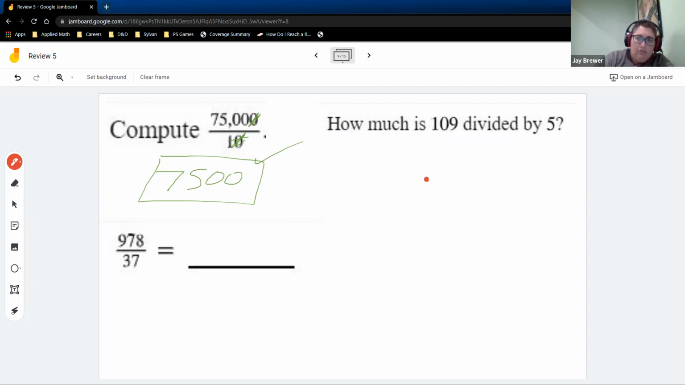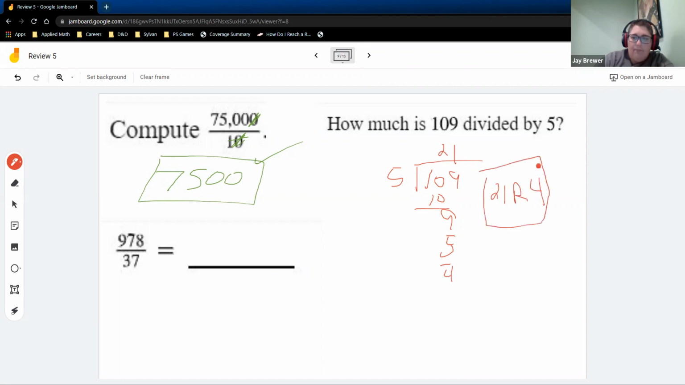Okay. So here you want to take your bigger number because it's how much is 109 divided by 5. So 109 divided by 5. Well, we know 5 goes into 10 twice. Okay. Bring down our 9. 5 goes into 9 only once with a remainder of 4. So your answer here is 21 R4. That's okay. That's what EdReady wants.